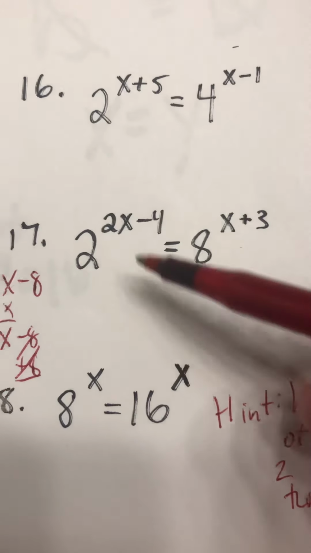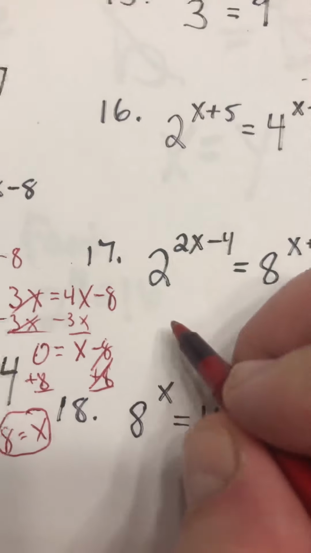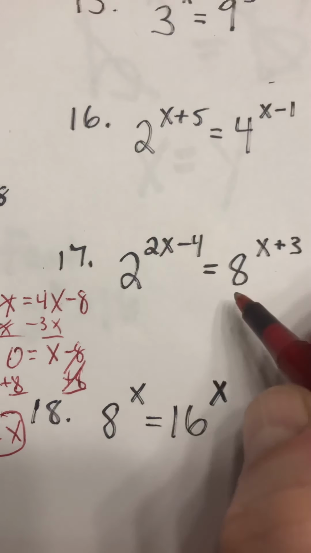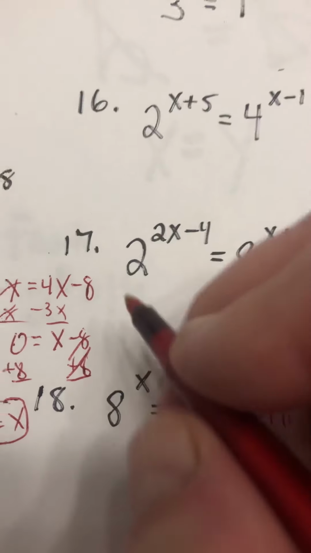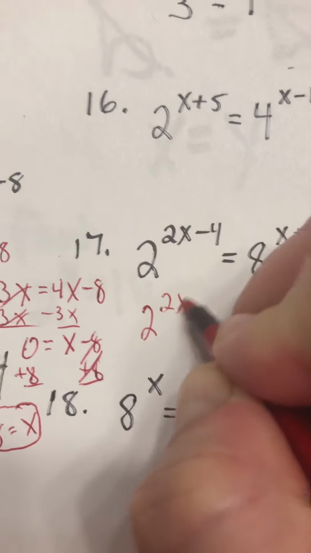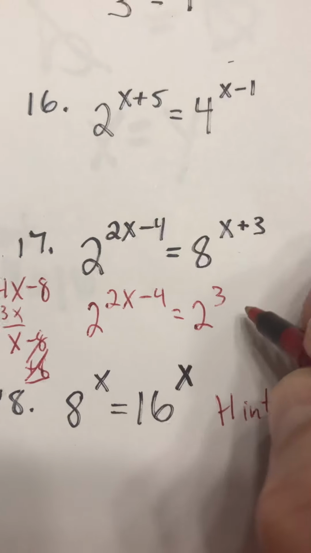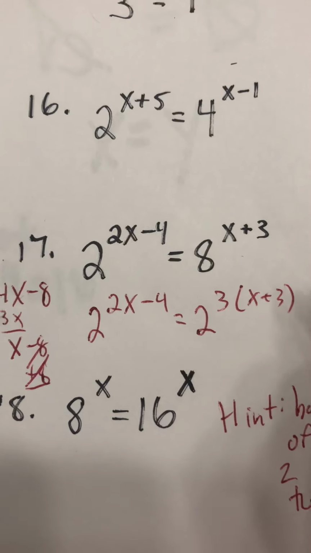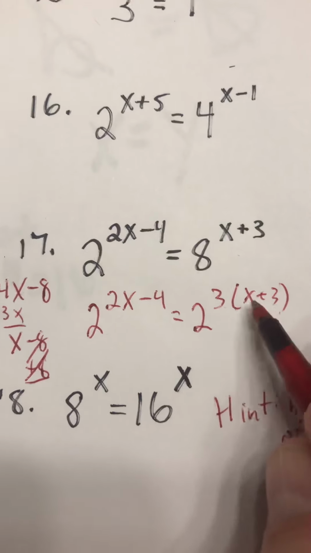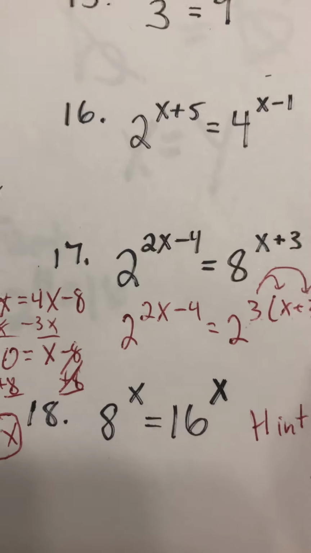Let's take a look at 17 here. Let's do this one and then I'll let you get started on this assignment. 2 and 8, well, different bases, so let's make 8 2 to the 3rd. So you'd write it like this. 2 to the 2x minus 4 equals 2 to the 3 to the x plus 3, just like that. So what you have to do is put parentheses here because this new exponent of 3 will be distributed next.